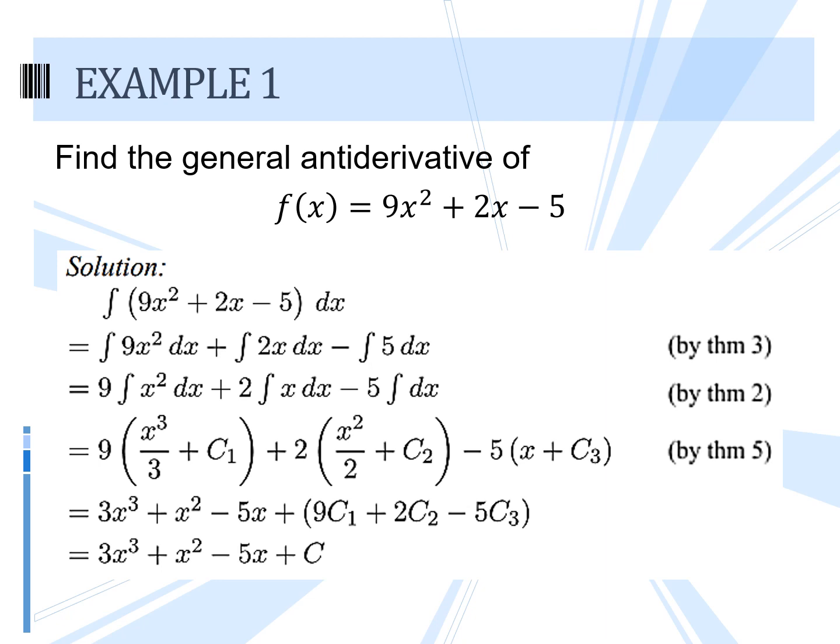Simplifying, we have 3x cubed plus x squared minus 5x plus 9c sub 1 plus 2c sub 2 minus 5c sub 3. Note that 9c sub 1 plus 2c sub 2 minus 5c sub 3 is an arbitrary constant which is just equal to c. So we have 3x cubed plus x squared minus 5x plus c.